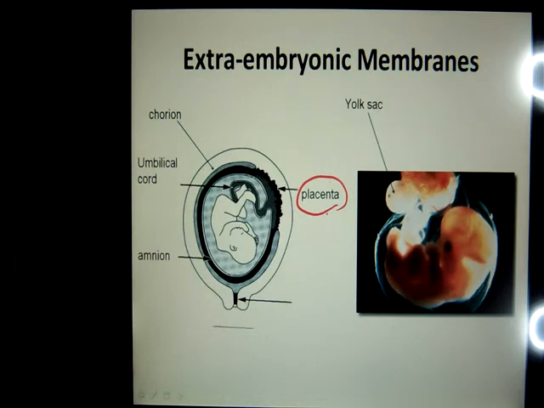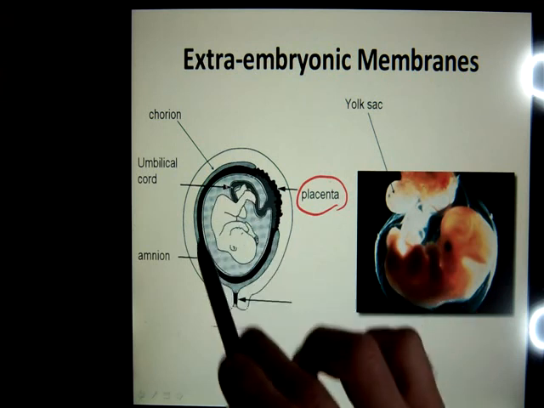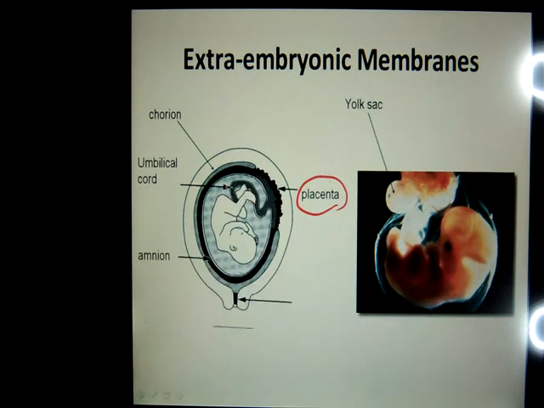So this is where nutrients are diffusing from the mother's circulatory system to the fetal circulatory system, and wastes are going in the opposite direction. And of course, connecting the baby to the placenta is the umbilical cord. Now, just inside the chorion, we have the amnion. The amnion is also known as the amniotic sac.